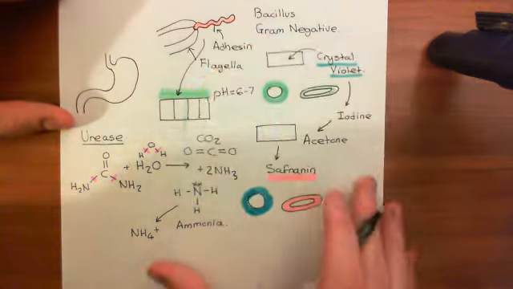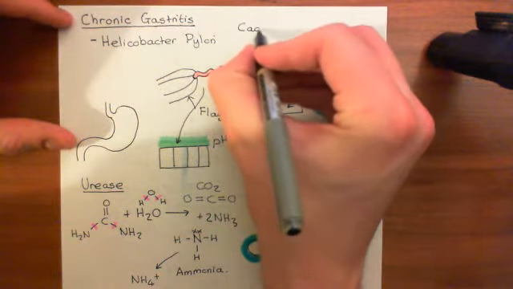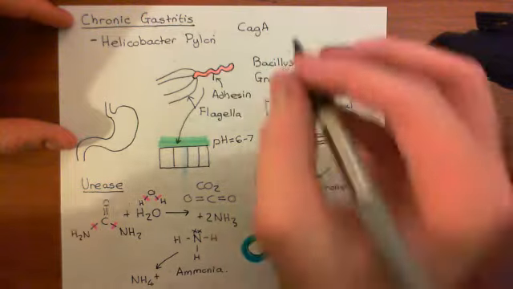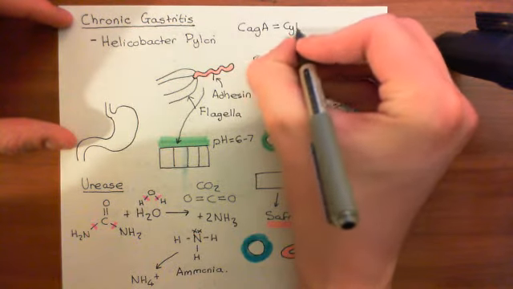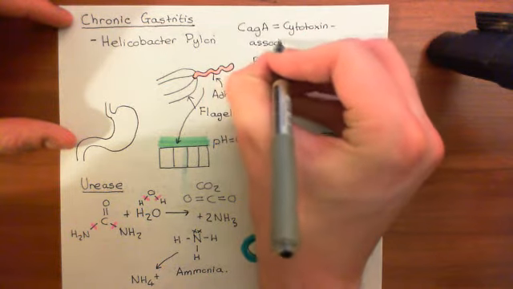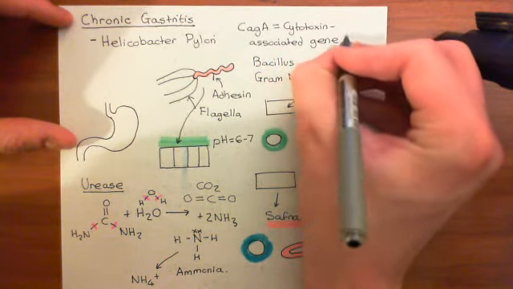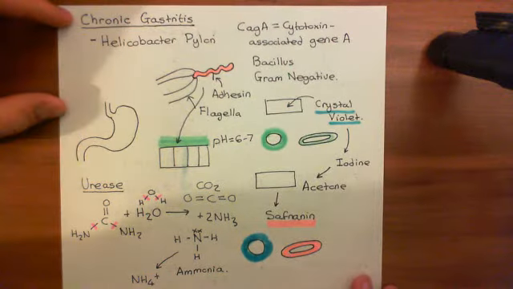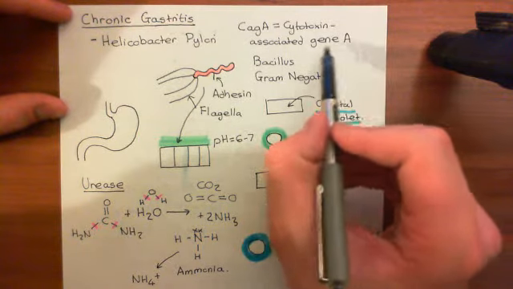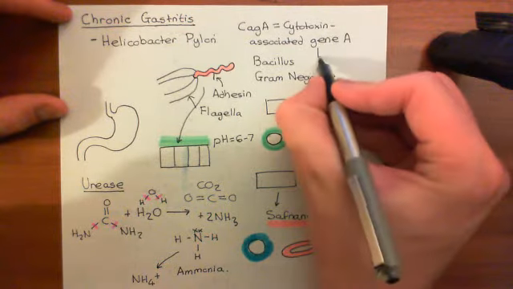Finally, they also secrete a toxin, and this toxin is known as CAG-A. CAG-A stands for the cytotoxin-associated gene A. So C is for cytotoxin, the A is for associated, and there's a little dash between cytotoxin and associated. The G is for gene, and then the A is for A. So this is the cytotoxin-associated gene A. It's not fully understood what this does yet, but it seems to be involved in the formation of peptic ulcers.